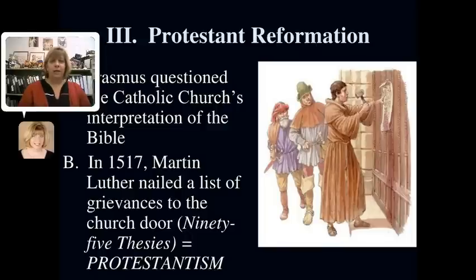in World Civ, but they include Erasmus, who questioned the Catholic Church's interpretation of the Bible, that maybe there's more than one way to read this text, and then, of course, the famous Martin Luther, who in 1517 nailed his list of 95 theses to the door, and what he was doing was protesting, there's the word Protestant, was protesting what he saw as the corruption in the current Catholic Church and making suggestions about all the things that needed to be changed in the way that church was done.